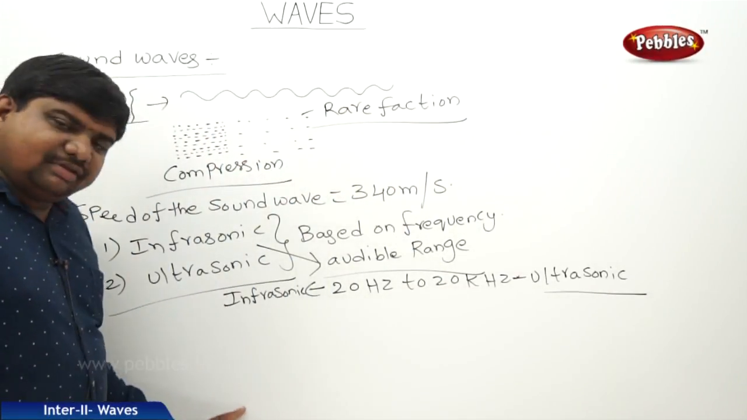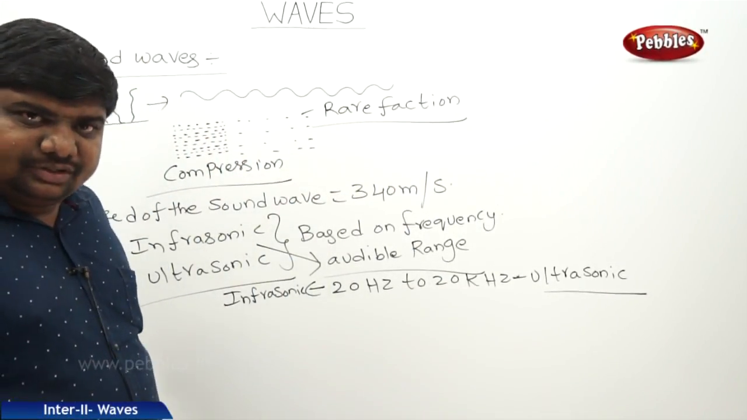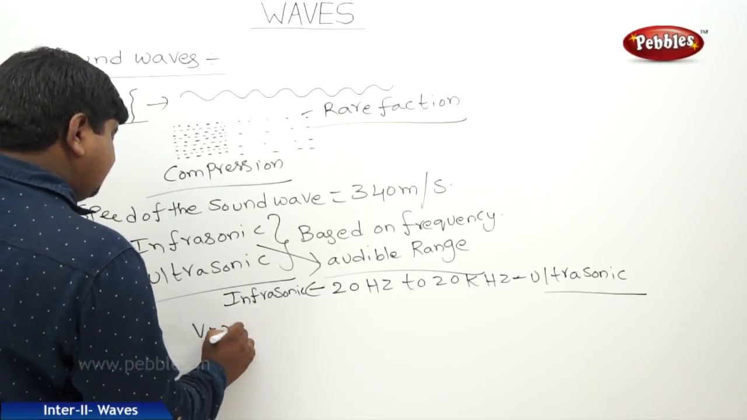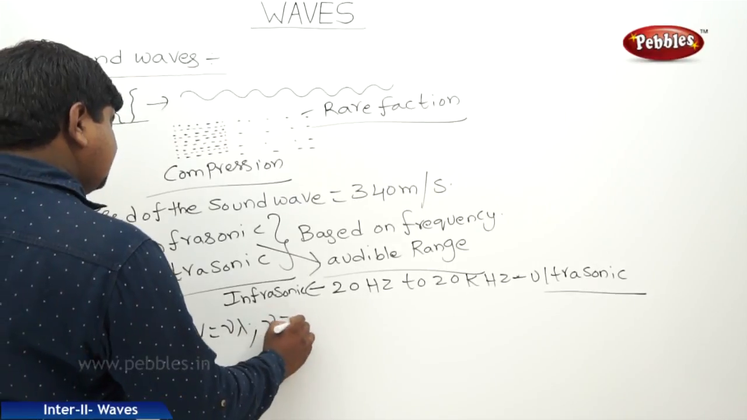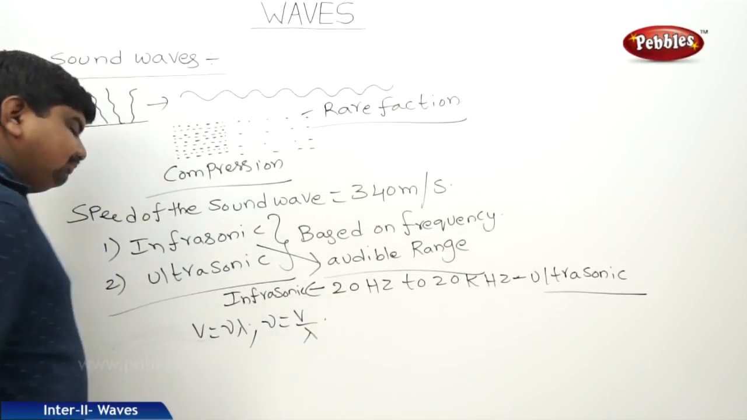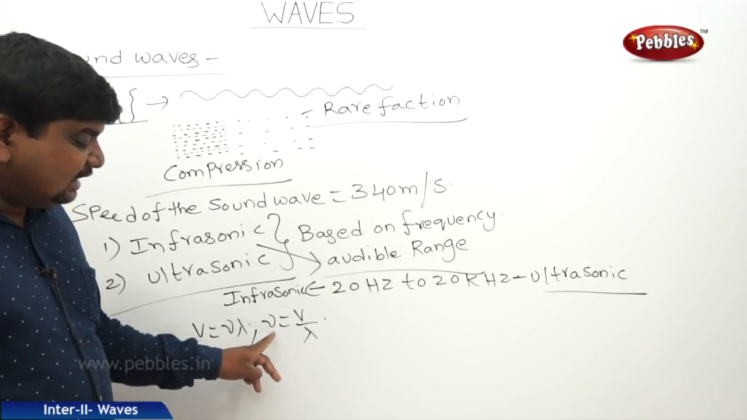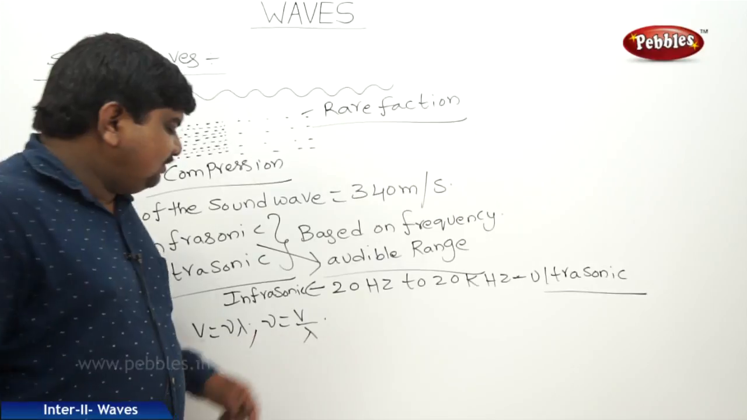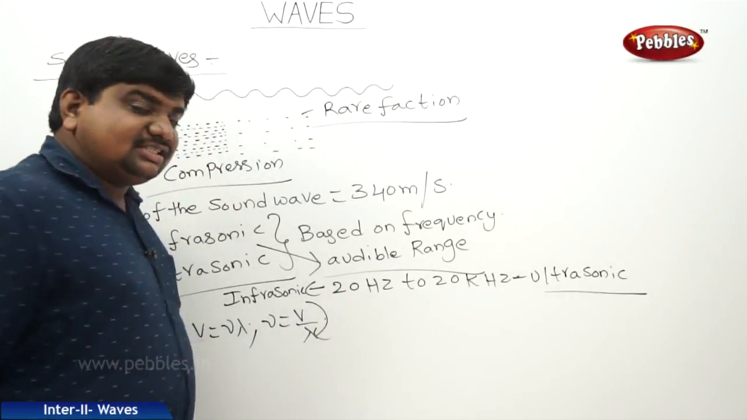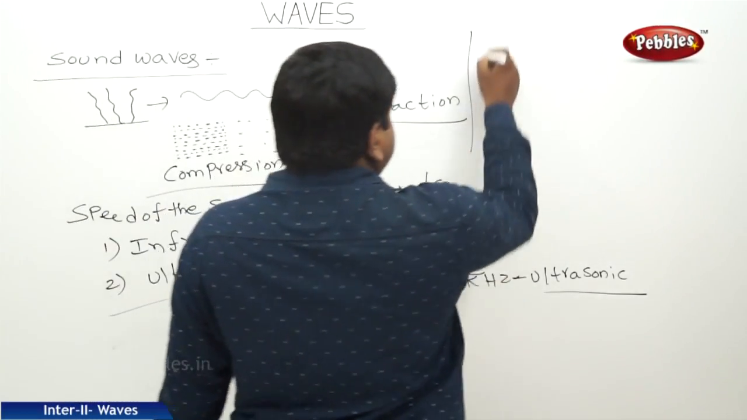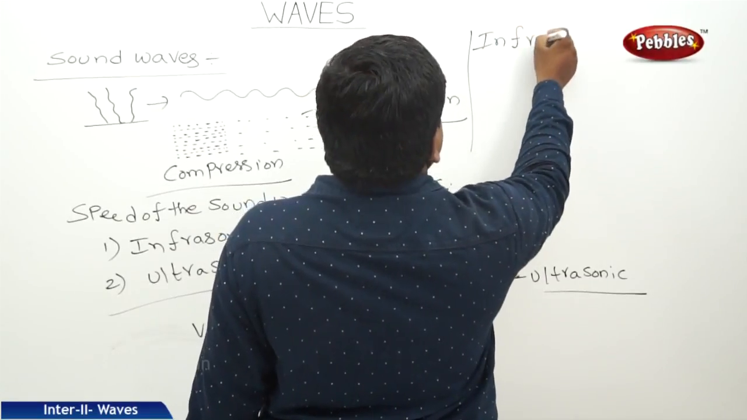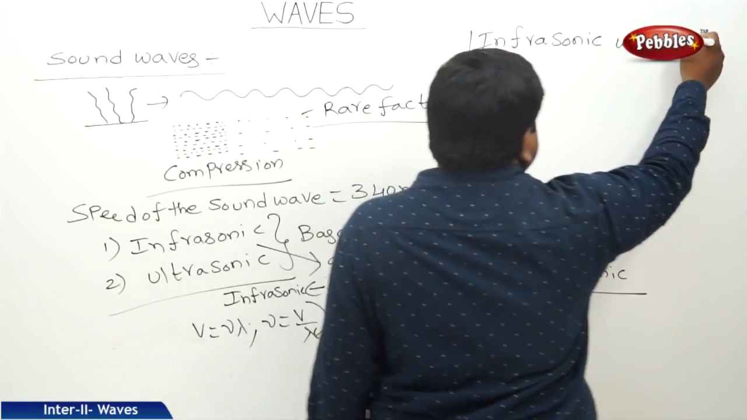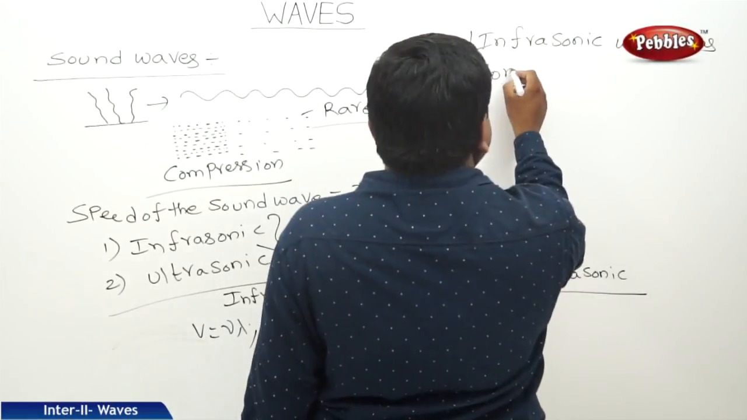The infrasonic sound wave has less frequency, so we know that V, velocity or speed of sound, is equal to nu lambda, and nu is equal to V by lambda. To get less frequency, lambda should be more. That means infrasonic waves have the longest wavelength.